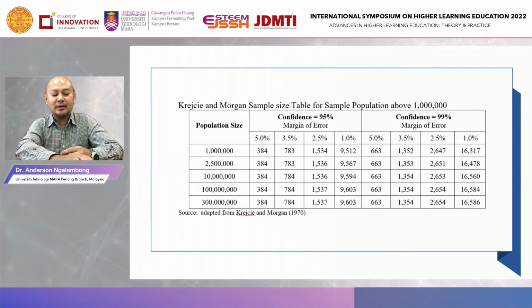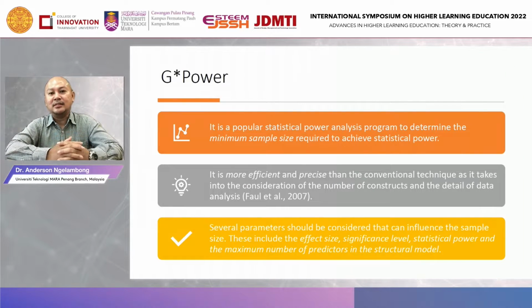Number two is G*Power. G*Power is getting popular among recent researchers, and it has also been cited in previous studies. It is a statistical power analysis program to determine the minimum sample size. I mention minimum sample size because that is what you need in order to achieve the statistical power. This is where my minimum sample size is derived from.